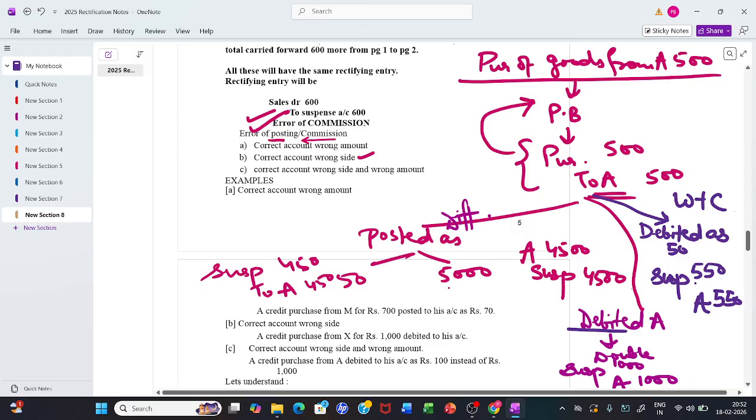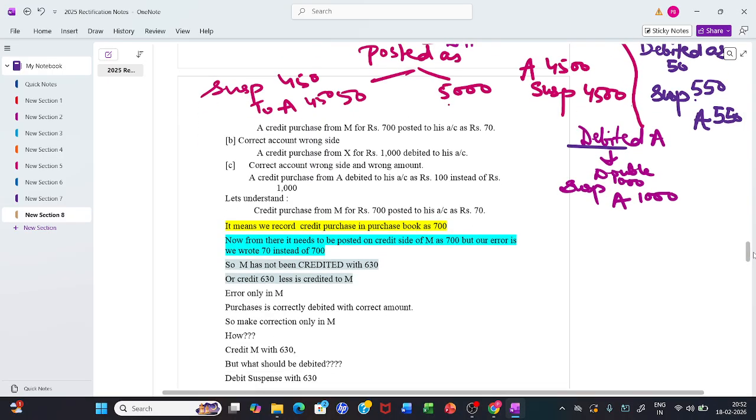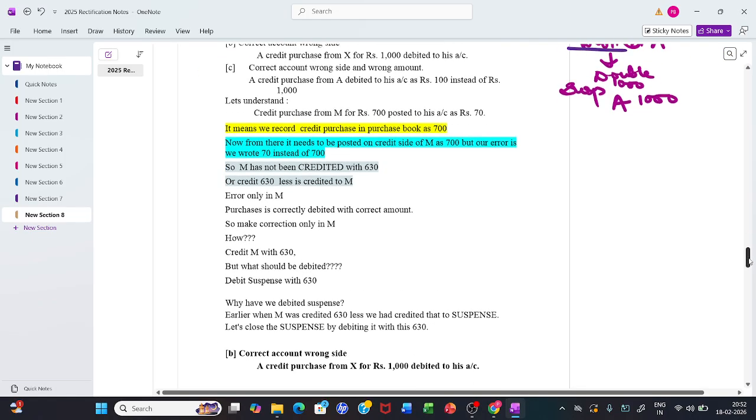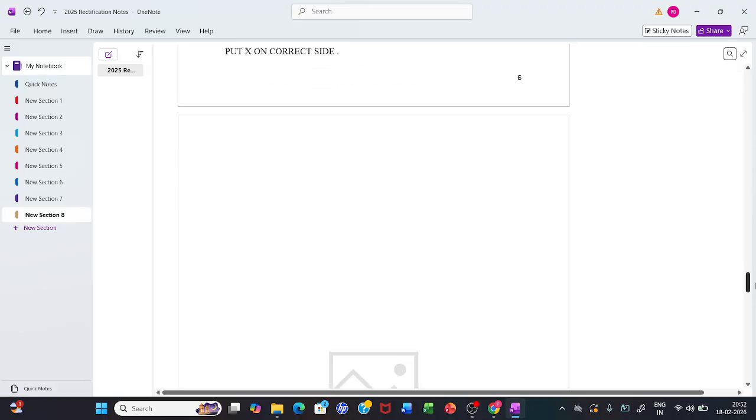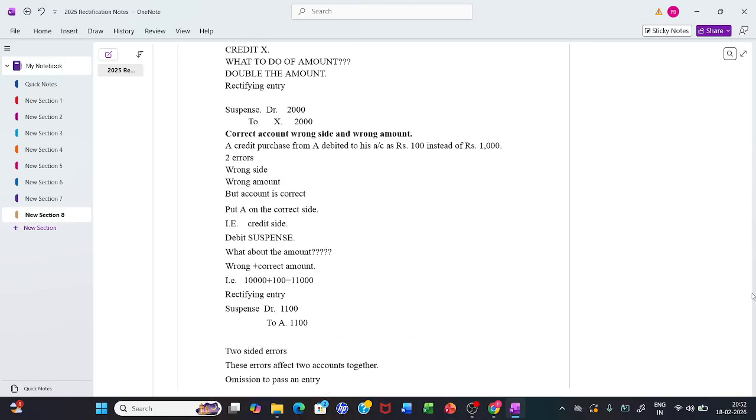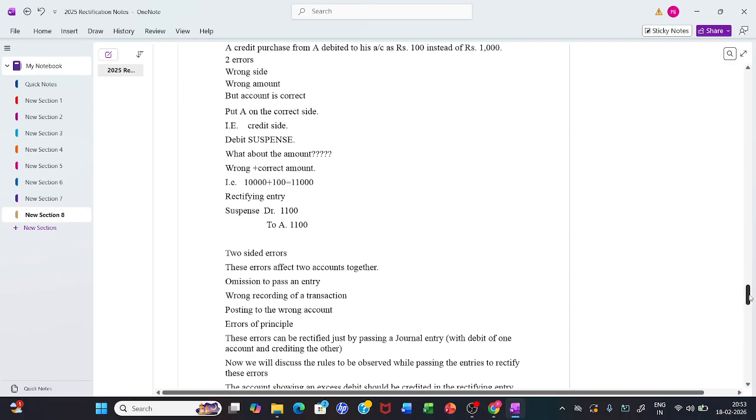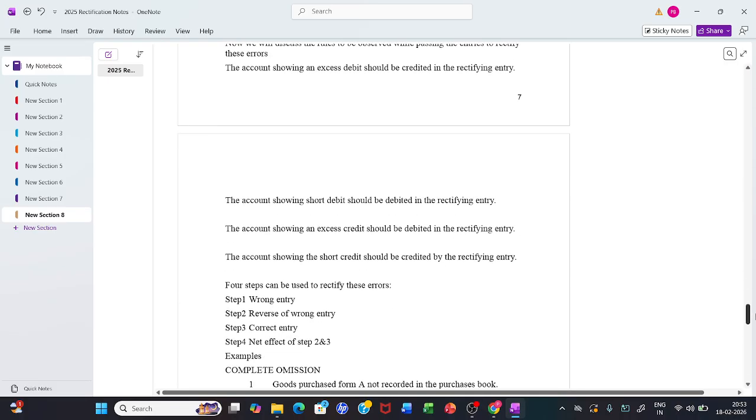So this is error of commission. You have been given specific examples in the worksheet for each one of them. These notes will also be shared. Go through them. Only practice can give you confidence in this. Let's move on to the next type of error. This has been explained in detail here also.